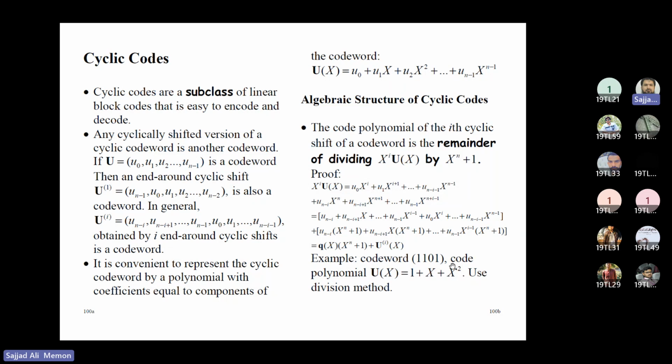The code word is 1101 and the polynomial will become 1 plus x plus x cube. There is no x square, there is x cube, so this should be x cube, not x square.